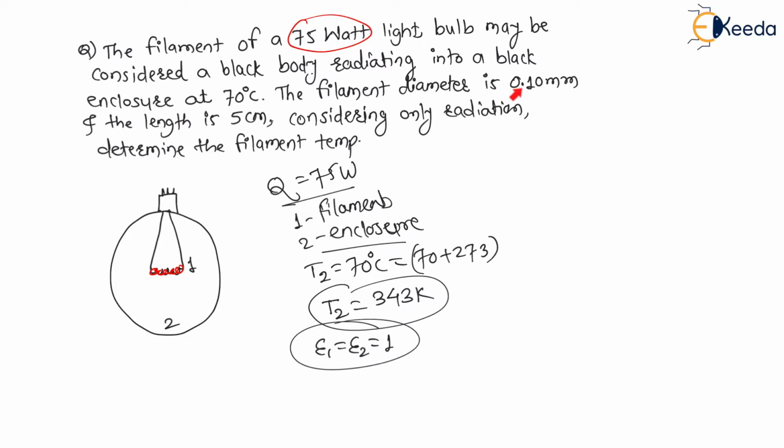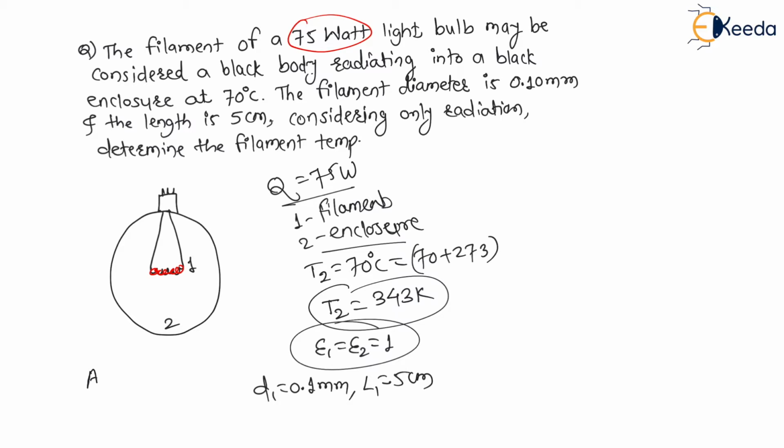The filament diameter is 0.1 mm and the length is 5 centimeter. Now for this filament, the diameter, let us say D1, is equal to 0.1 mm and length L1 is equal to 5 centimeter. Then considering only radiation, determine the filament temperature.